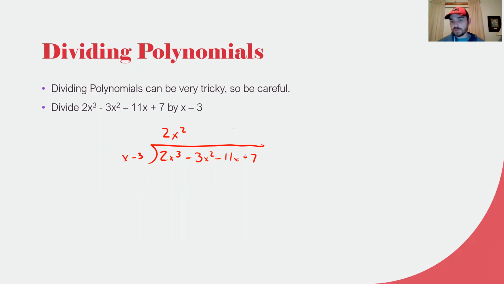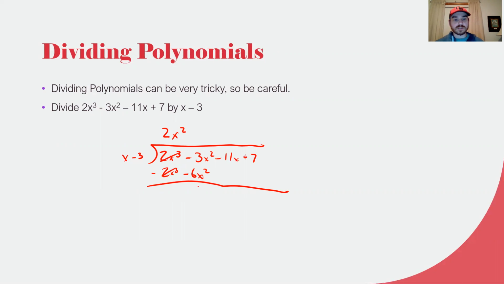But now we need to, like we do in long division, multiply this 2x squared by the whole thing here. So 2x squared times x minus 3 is 2x cubed minus 6x squared. And then we're going to subtract. So we subtract these down.